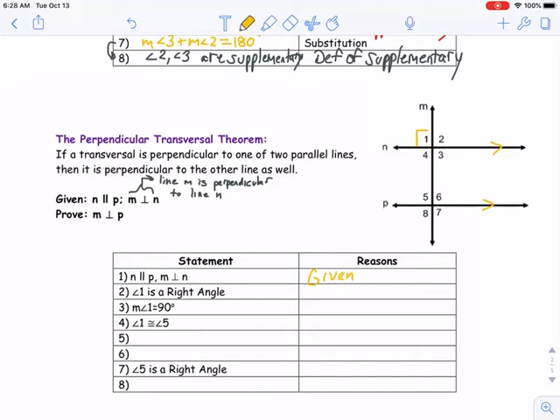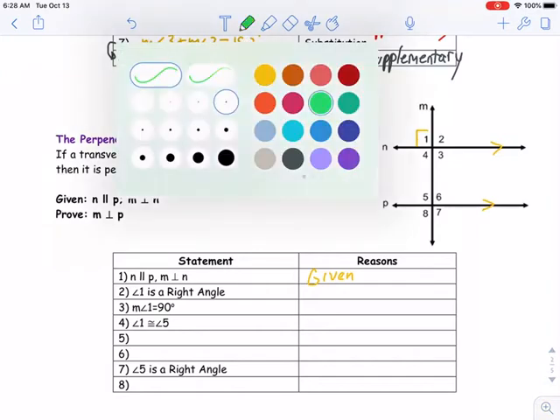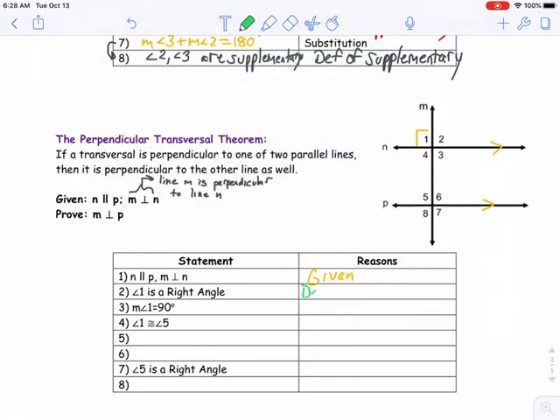Angle 1 is a right angle. Again, sometimes we encounter new stuff, but we'll see it a lot. But this would be definition of perpendicular lines. The definition of perpendicular lines: two lines that intersect to form a right angle. So angle 1 is a right angle by definition of perpendicular lines.